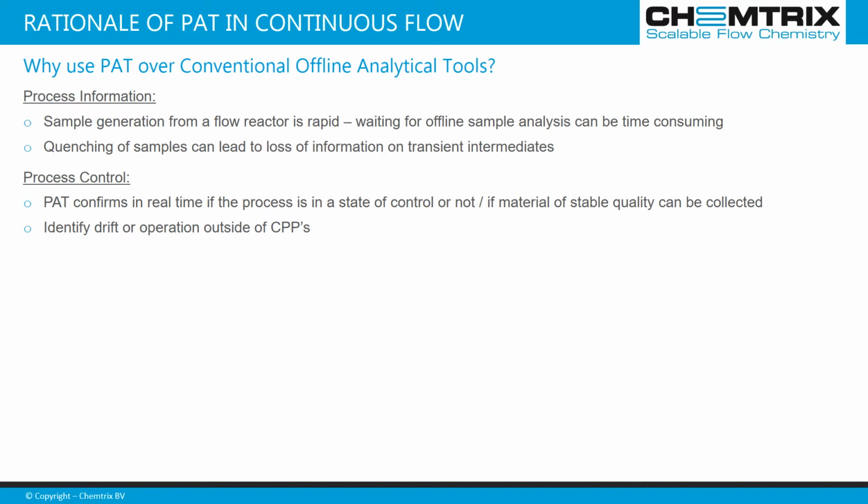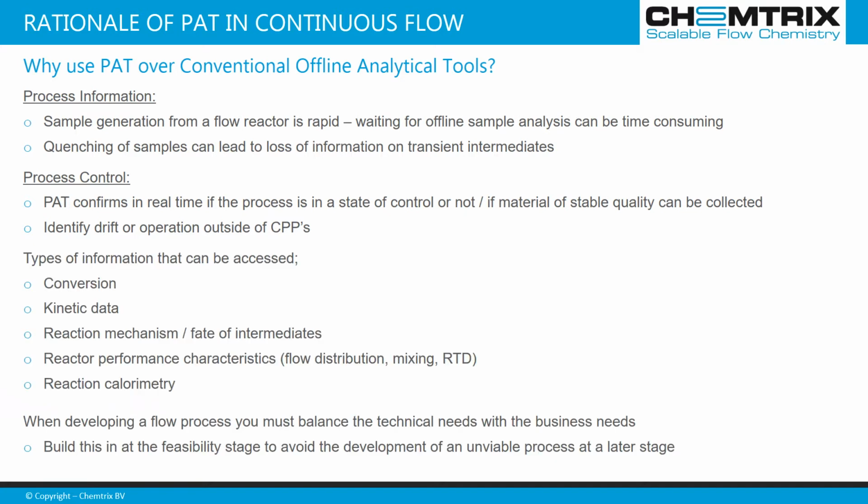And at a later stage, when you're looking to manufacture, you're using it as a means of controlling your process. So there's a lot of information that you can access through PAT, and it ranges in the early stages to conversion and kinetic profiling, understanding of your reaction process, your reaction mechanism, any intermediates or byproducts that can be forming. It can also give you insight into your reaction performance. This could be flow distribution, mixing, residence time distribution within your device. And there are tools coming into the market now for reaction calorimetry.